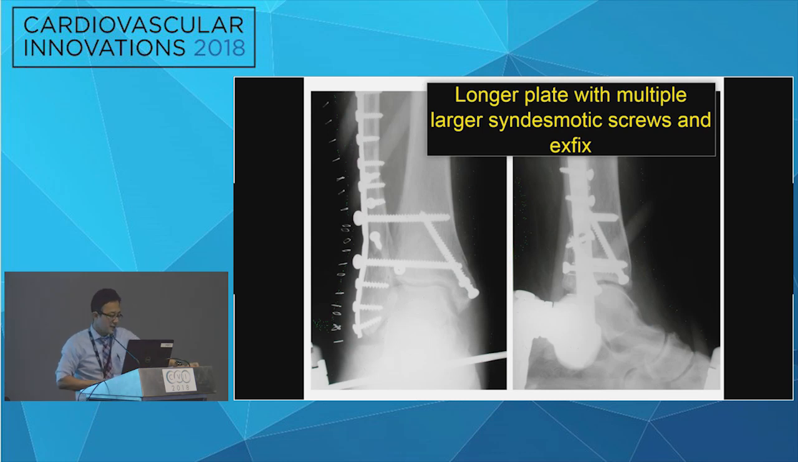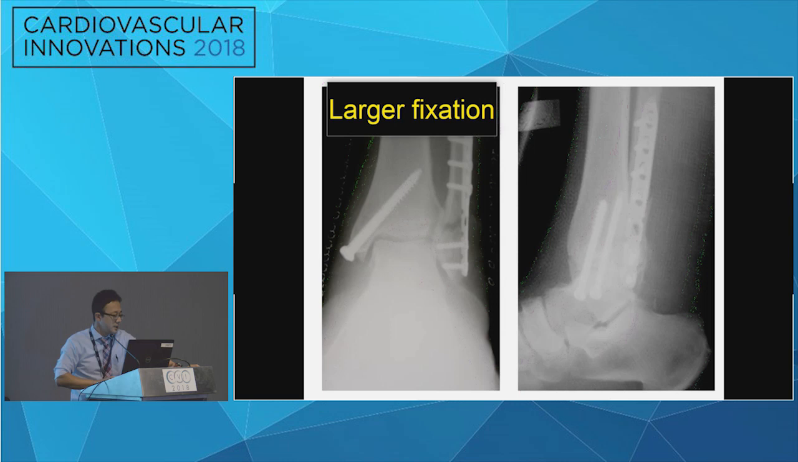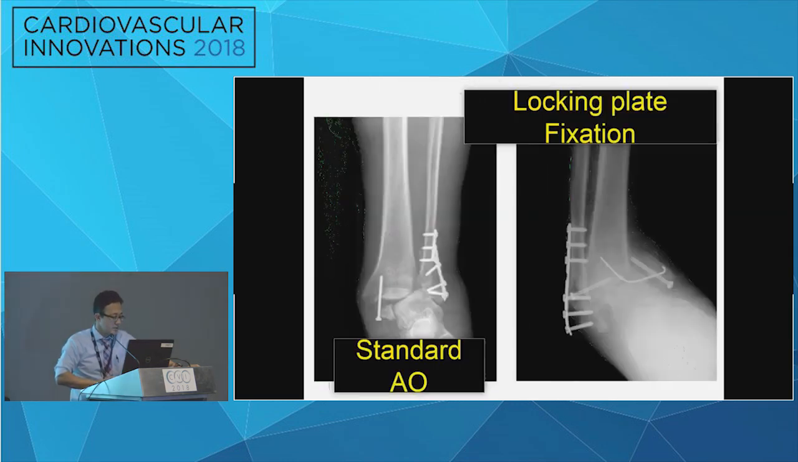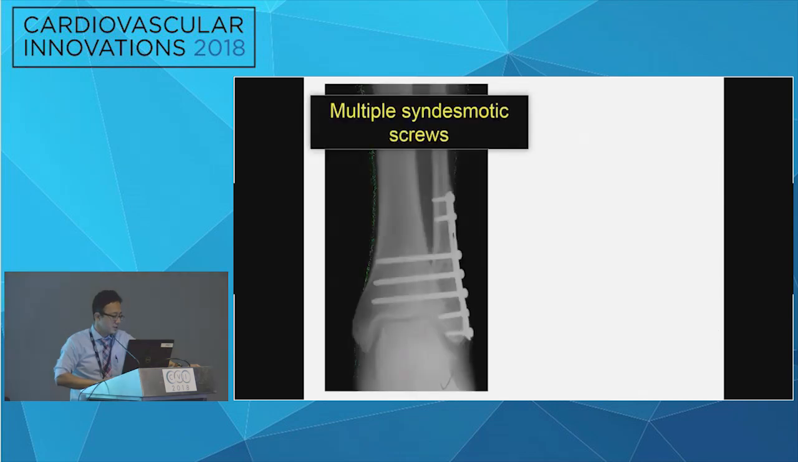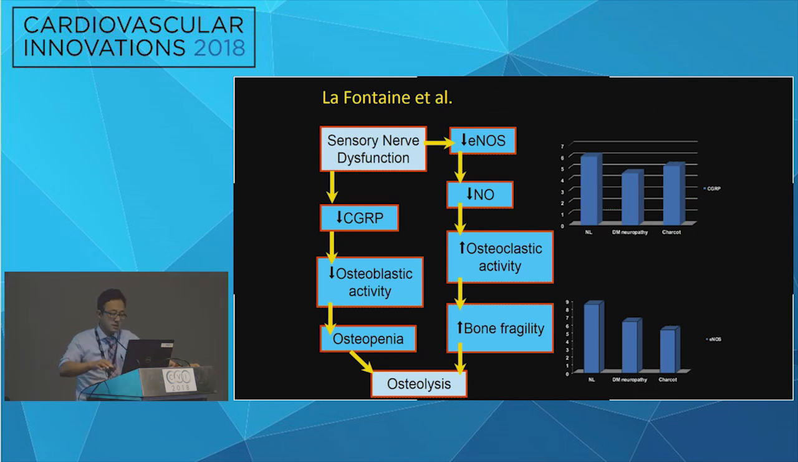In fact, I've done a lot of different types of fixation trying to salvage those neuropathic, devastating ankle fractures in diabetic patients, but no matter what I do, they just fail. Larger fixation, AO technique, or locking plate technique, or I guess standard is like multi-syndesmotic screws. That's a very strong construct, but there's no chance unless you treat the underlying medical condition or neuropathy. That's the most important factor from our study.